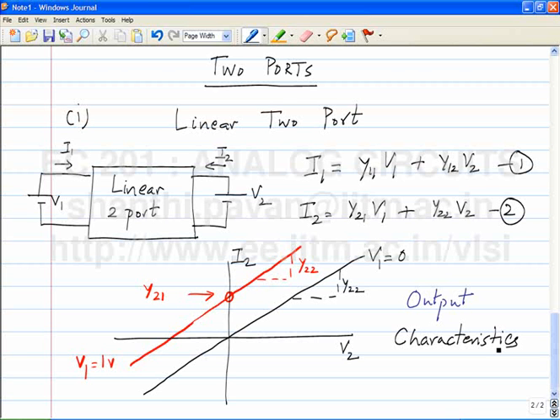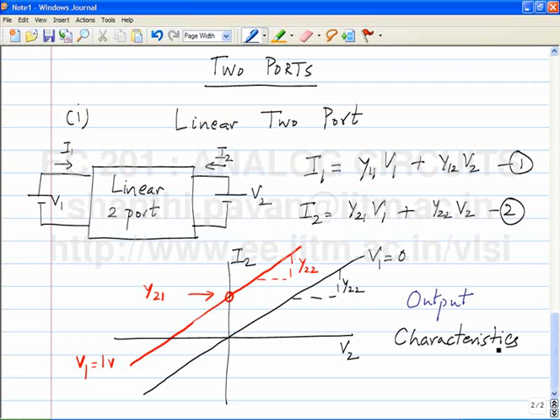What I am saying is that this set of curves, where you draw I2 versus V2 for different values of V1, are called the output characteristics of the two-port. And why do you think it makes sense to call them the output characteristics? Typically we are used to writing from left to right. Whenever you draw diagrams, the input is on the left and the output is on the right. That's why these are called output characteristics.